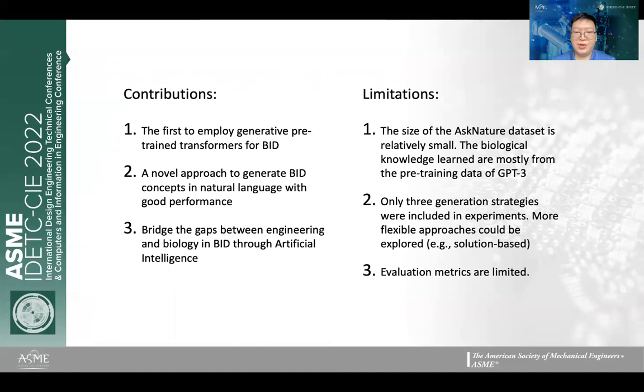Second, only 3 generation strategies were included in the experiments. More flexible approaches could be explored. For example, a solution-based approach that uses biological systems as input and generates innovations. Finally, more evaluation metrics need to be explored, developed, and tested in future works.